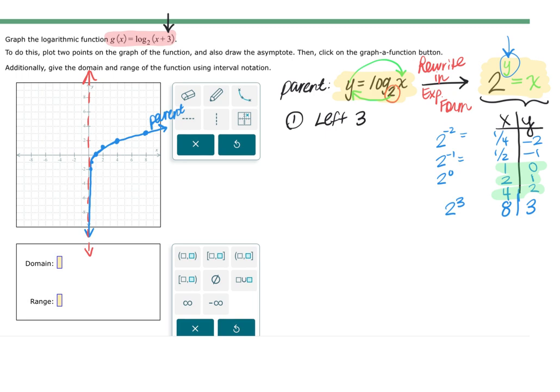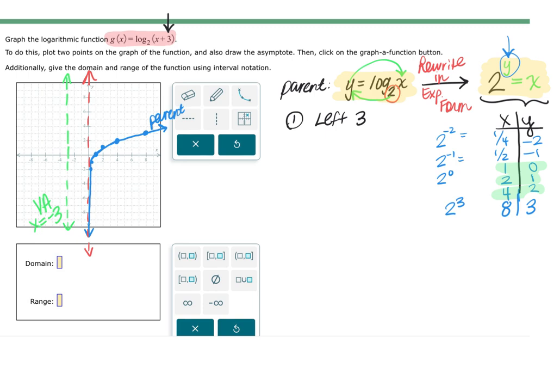Then we want to do the transformation, which requires us to move the graph left 3. And I would move your asymptote first, so the vertical asymptote, which used to be at x equals 0, gets shifted left 3. So we now have a vertical asymptote, and its equation is x equals -3. Sometimes I do ask you for that vertical asymptote equation.